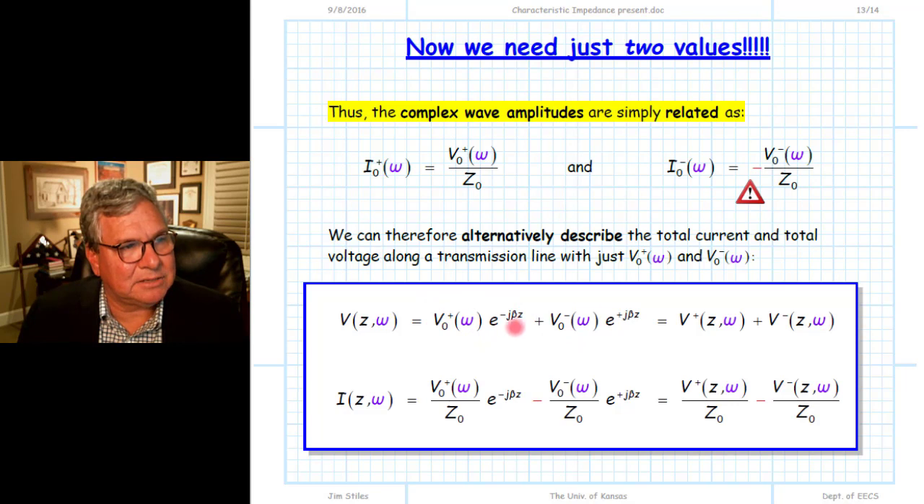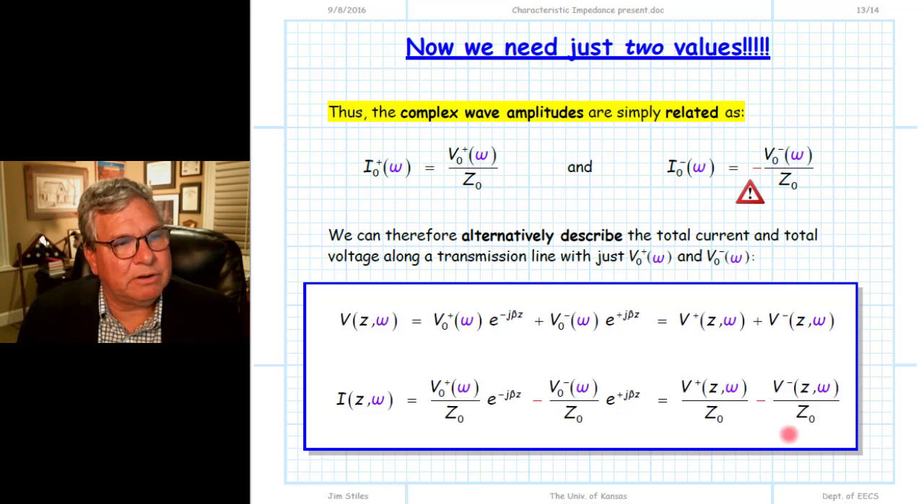And of course, we recognize the first term as our plus wave function with respect to position, and this is our minus wave voltage with respect to position. So this doesn't change. What changes is when we insert these two results into our current results. Instead of having I0 plus here, now we've written it as V0 plus divided by Z0. Instead of having I0 minus here, we now have a minus V0 minus divided by Z0. Again, don't forget that minus sign right there. Before we had a plus, now it's turned into a minus.